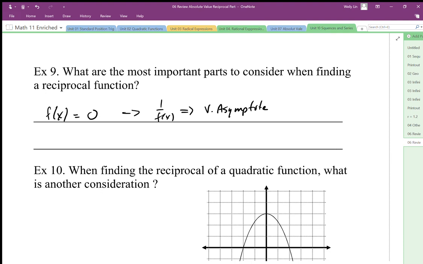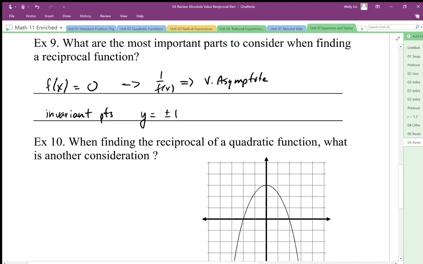The other thing is, depending on whether we can find them or not, they will not be as important, but the invariant points. I'm going to just list that down: invariant points. Okay, and this is secondary. But this is when y is equal to plus or minus 1, and that's where the original function and the graph will intersect.